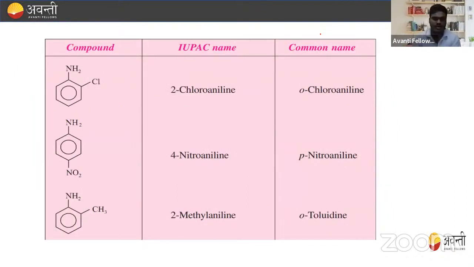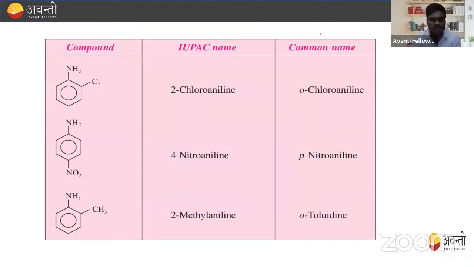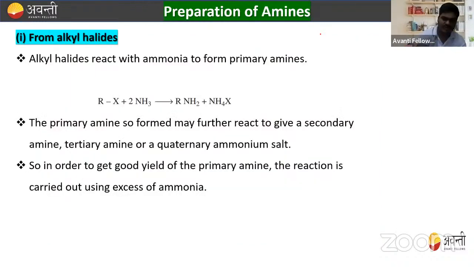Now, these are the common names of the aromatic amines, right? Let's see them. So these are known as 2-chloroaniline, also known as orthochloroaniline. This is para-nitroaniline, and this is known as orthotoluidine. So these are the names of orthochloroaniline, para-nitroaniline, and orthotoluidine.